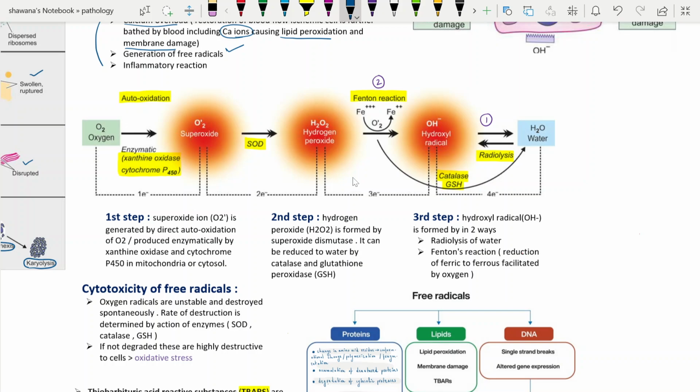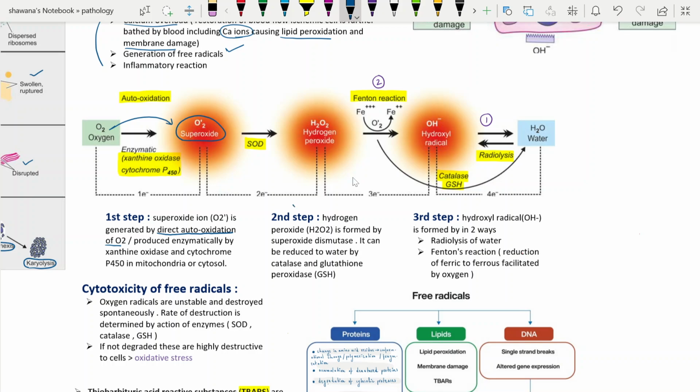The first step is the formation of superoxide, O2 with a negative charge. Superoxide is formed either by direct auto-oxidation of oxygen, or the oxygen is converted into superoxide by enzymes such as xanthine oxidase and cytochrome P450 inside the mitochondria. Okay, it is the first step for the formation of the superoxide, either by auto-oxidation or by the enzymes xanthine oxidase and cytochrome P450 in the mitochondria, or it can be in the cytosol.